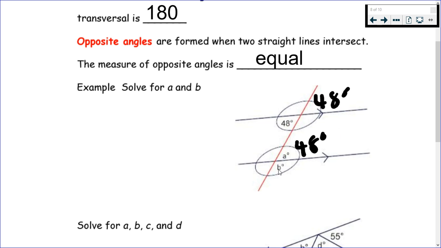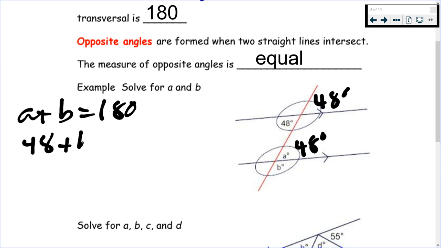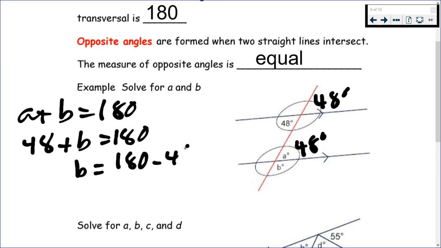And then how do we solve for angle B? Well, this is a straight line. These are supplementary angles that add up to 180. So A plus B equals 180. So 48 plus B equals 180. So B equals 180 minus 48. So B equals 132. Sorry, 132 degrees.